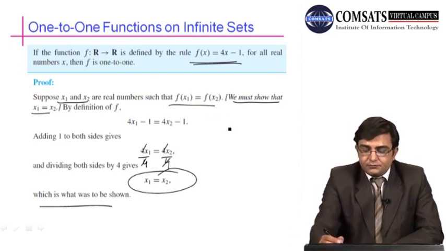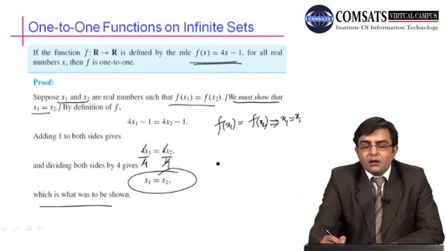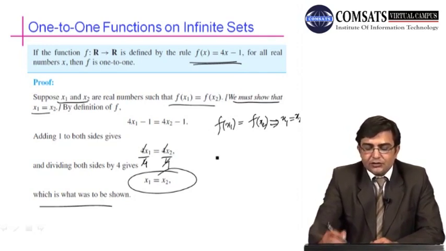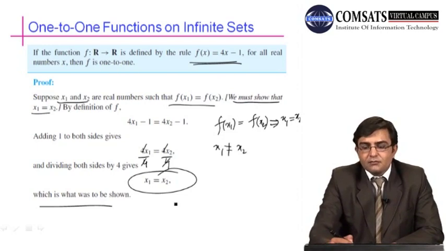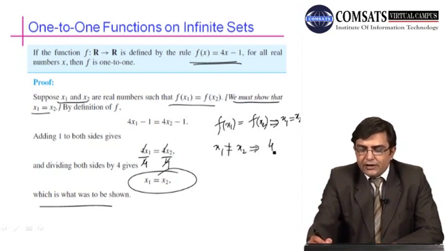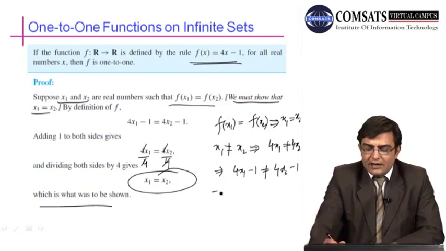So we started by supposing images are equal, and we have proved that pre-images are equal. So we have proved that this function is a one-to-one function. We can use the alternative technique. For example, if we suppose x1 is not equal to x2, this implies 4x1 is not equal to 4x2, and this implies 4x1 minus 1 is not equal to 4x2 minus 1, and this implies f of x1 is not equal to f of x2.